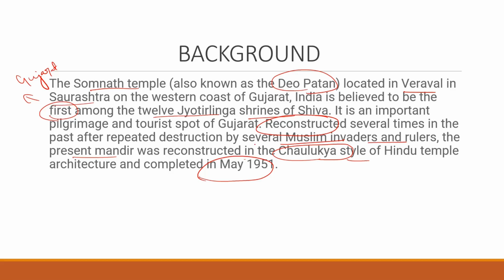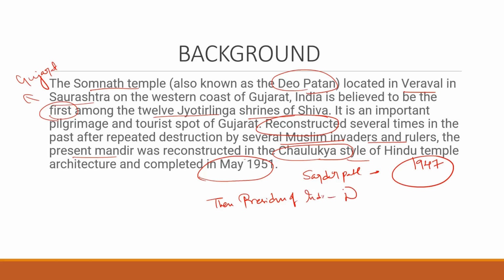The modern temple was reconstructed with the resolve of Sardar Patel. When he visited the ruins of the Somnath Temple on November 13th, 1947, he resolved to reconstruct it. Then the President of India, Dr. Rajendra Prasad, did the Prana Pratishtha of the existing temple, the one which we have now, the modern temple.